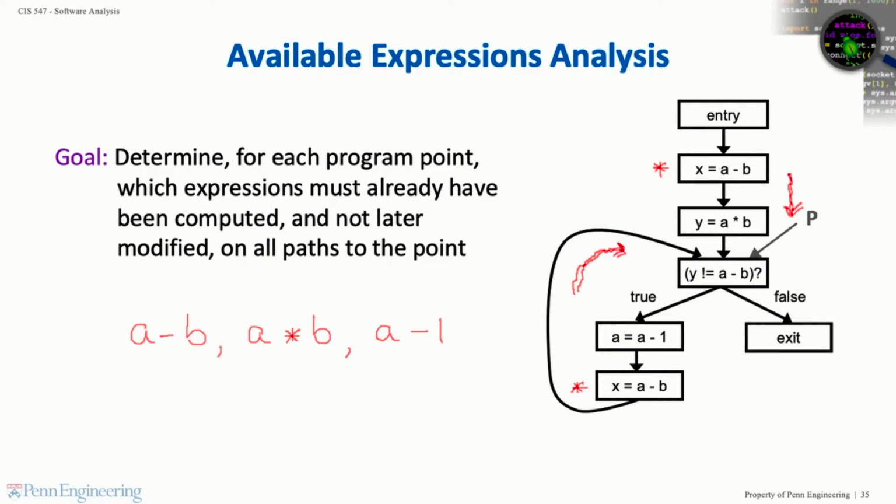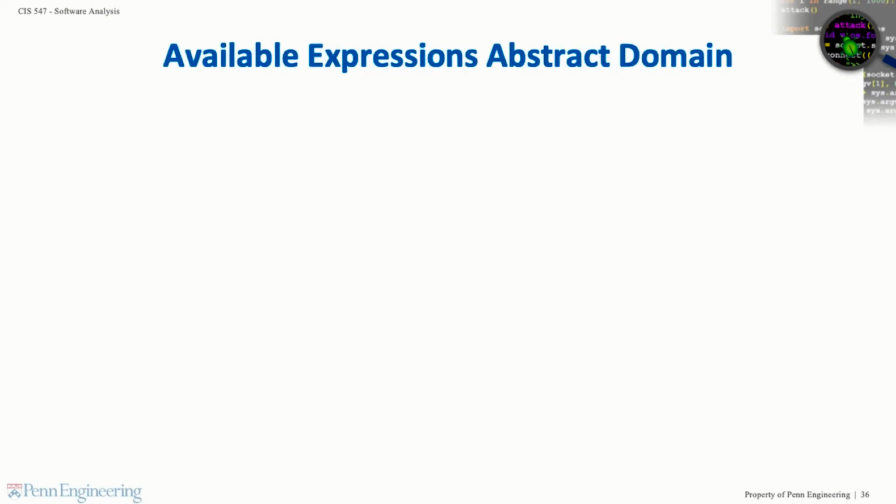In particular, the variable a occurring in this expression is modified here along this path, and the expression is not computed after this modification in order to become available later at point P. Now let's consider the abstract domain for available expressions analysis.